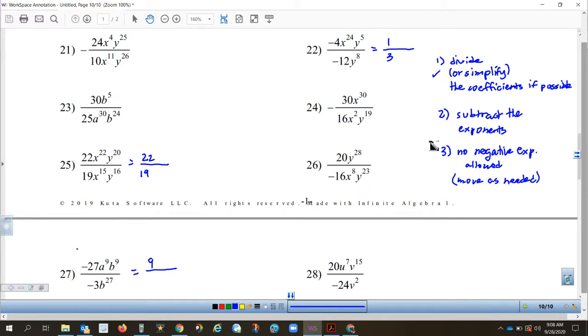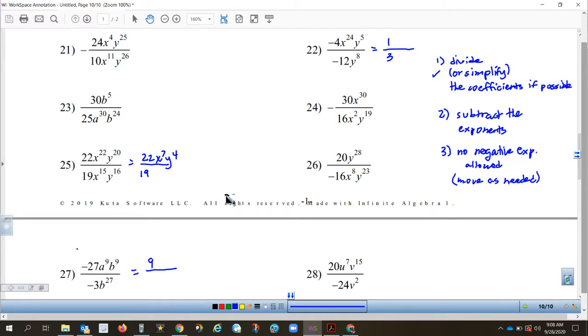Divide if you can. Then we're going to subtract the exponents. We're going to subtract the exponents. But keep in mind, sometimes we might get a negative exponent. Now, in this case, we wouldn't, right? 22 minus 15 is what? 7. And 20 minus 16 is 4. So that's the answer that I would go ahead and get for that one.